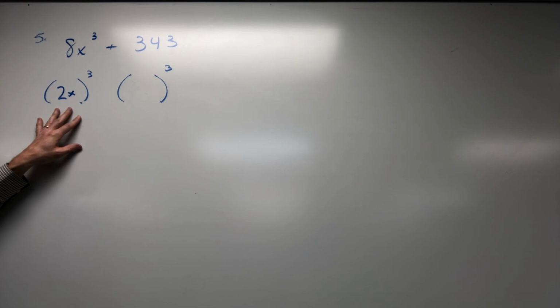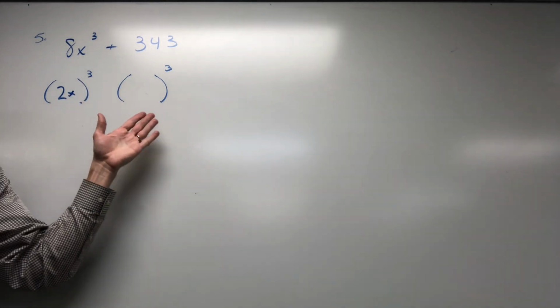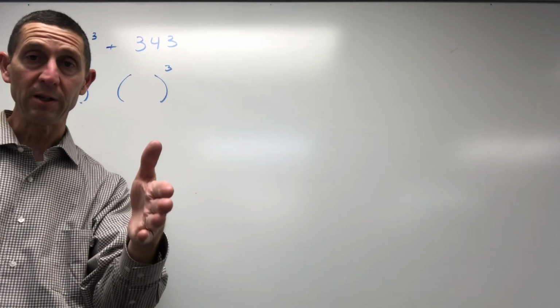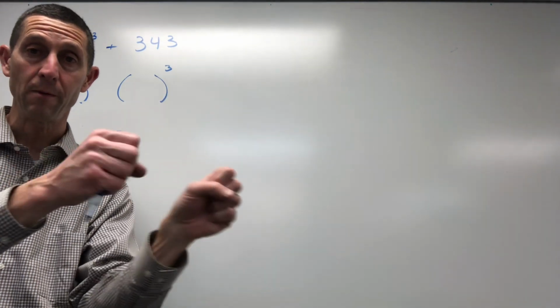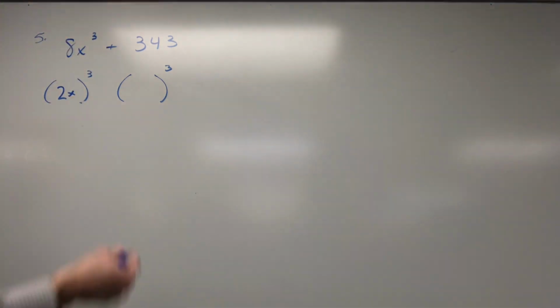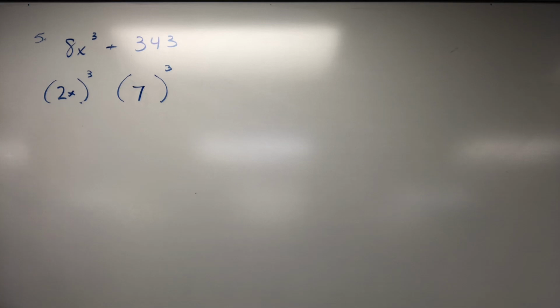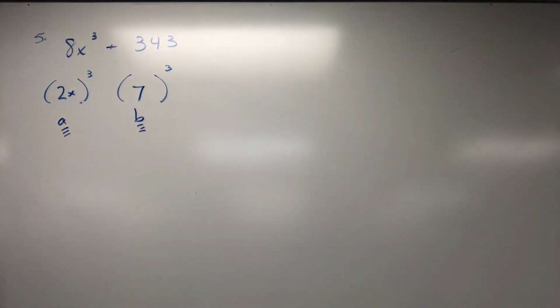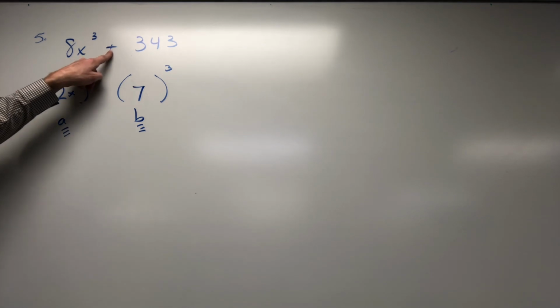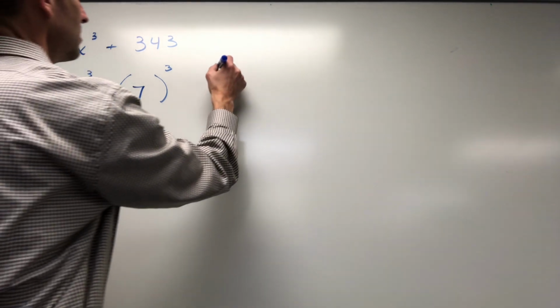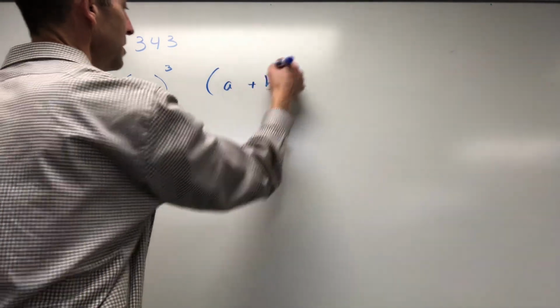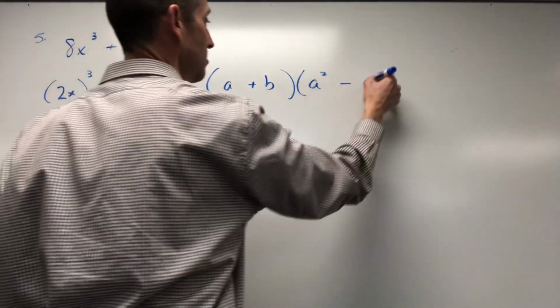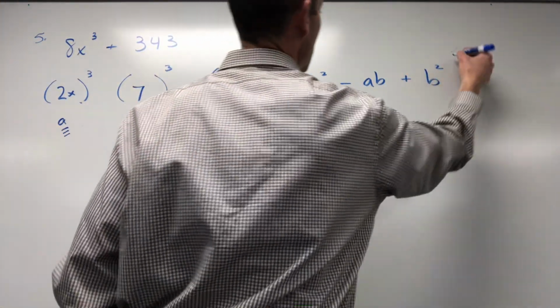So here's my first key to victory. We might not know 343. So 343, it's a cube. Cube root of 343, ding, 7. So 7 to the third gives me the 343. So again, here's my a, there's my b. It's a plus, it's a sum of cubes. So let's get it, a plus b, a squared minus ab plus b squared.